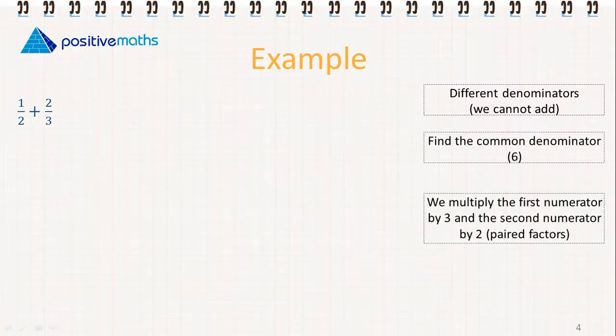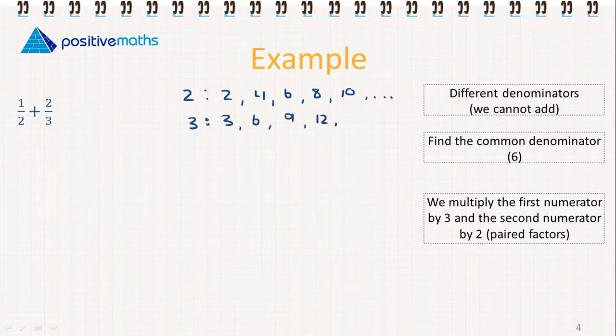Okay, so we do this by finding the lowest common multiple of 2 and 3. So we list them out. The multiples of 2 are 2, 4, 6, 8, 10, and so on. And for 3, we have 3, 6, 9, 12, and so on. So we see that the lowest number that is common to both lines is 6. So this is our common denominator.